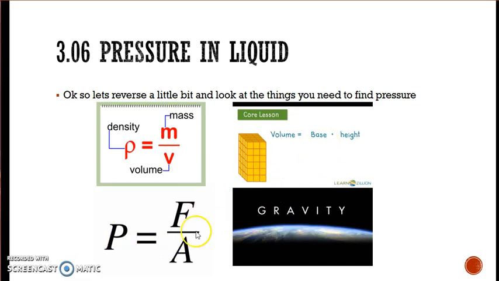Alright, pressure. We just learned this like literally a slide ago. Here's gravity. Gravity is 9.807 newtons per kilogram.